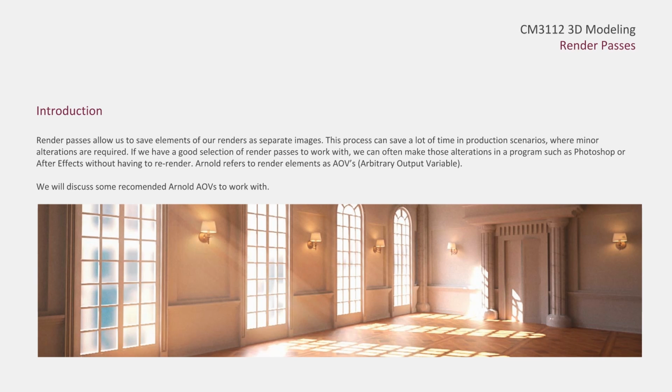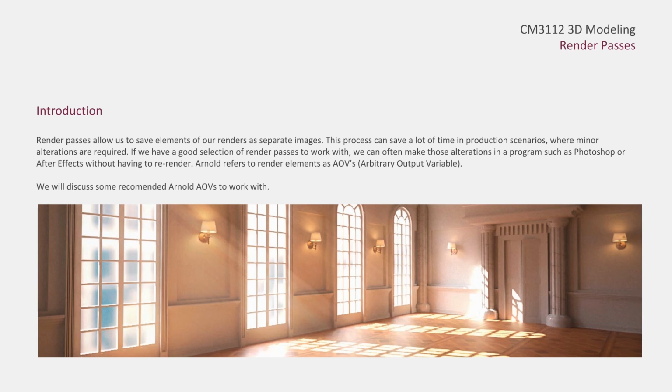These might be small little changes. We might want to change the color of an object. We might want to make something brighter or less shiny. If we just have one final render, that can be really difficult to do in Photoshop or After Effects or something. But if we have something like specular highlights as a separate image, we can turn that down really easily. We can isolate things much easier.